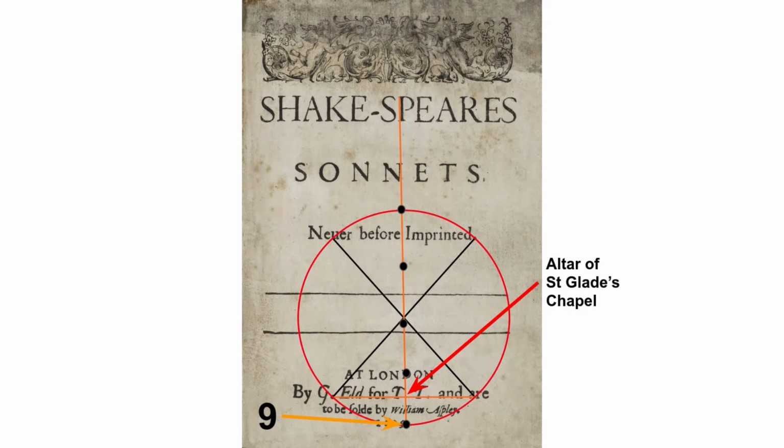And there's a wall along here, but it's not between the two columns. It's to the side, in order that the altar of St. Glade's Chapel is not built on top of, which is interesting.